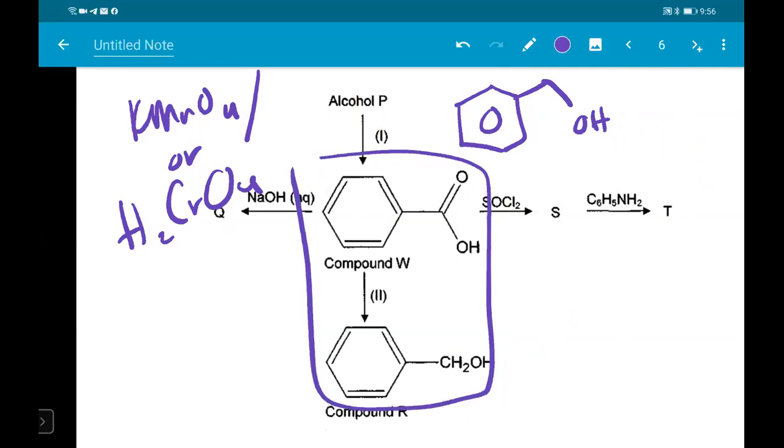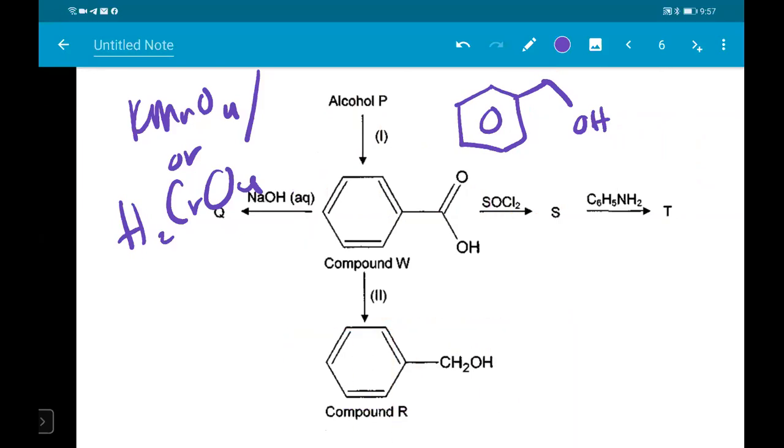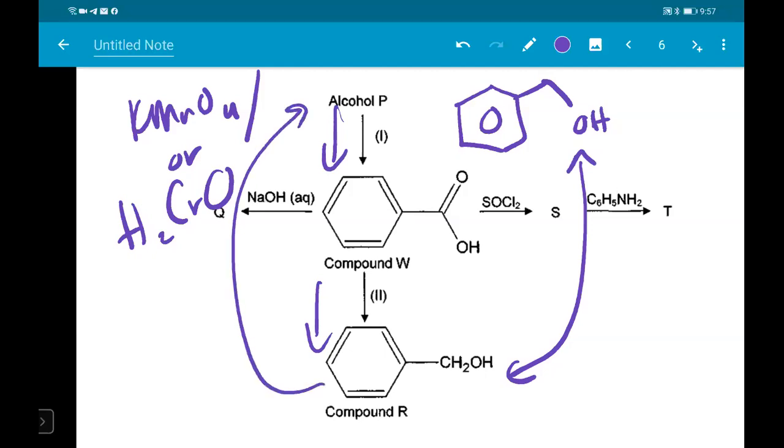Cuba tengok kompon R tu apa. Thank you Nisa, back to alcohol. Nampak tak structure dia tu? Ni actually this is the same structure. Alcohol P jadi compound W, compound W jadi balik compound R, which is actually is compound P also.